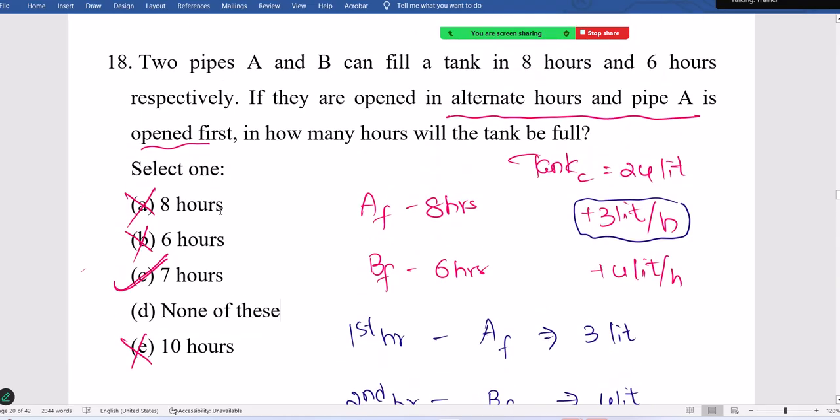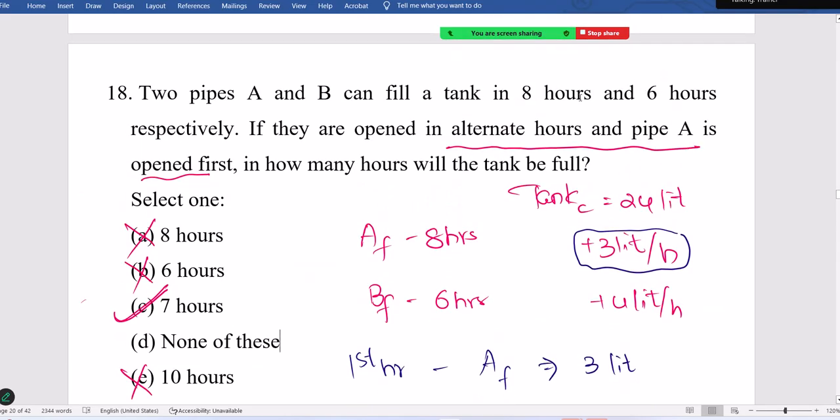One simple condition: the answer should be more than the minimum value and less than the maximum value they gave, when it is regarding alternate hours and both are doing the same work, filling. If one is filling and one is emptying, then it's a different case. If both are filling or both are emptying, then the answer should be between these two if the question is about alternate hours.